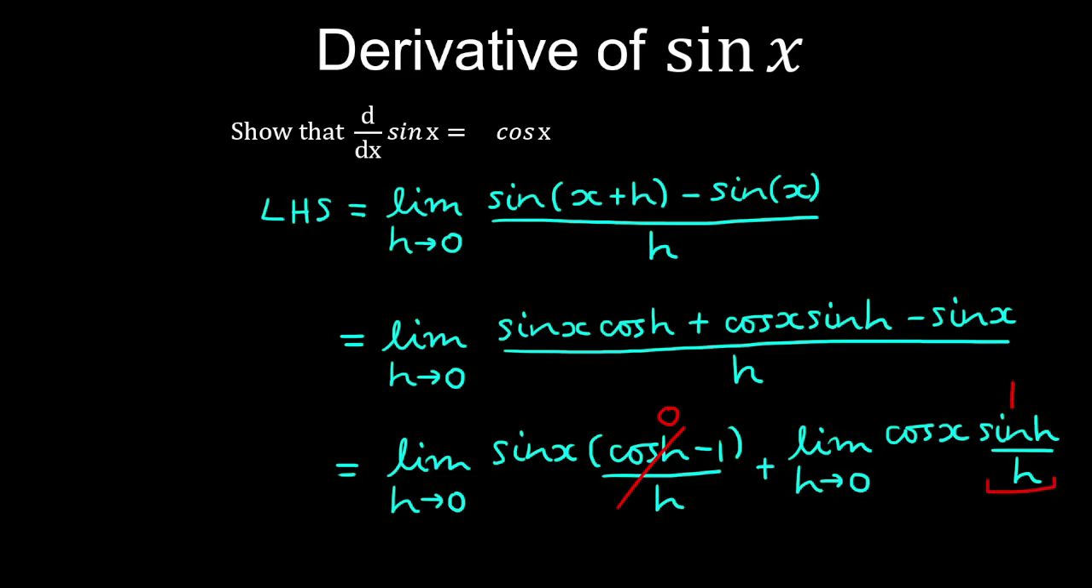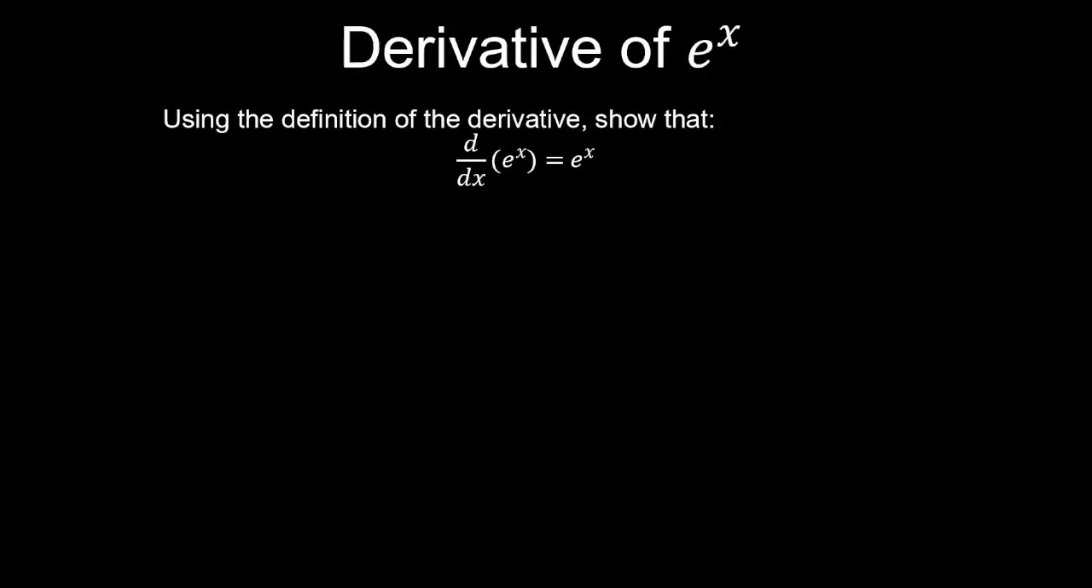So we basically split these into 2 limits using the limit rules. And therefore the derivative of sine x is cosine x. Let's use the definition to prove the derivative of e to the x. So we have the limit as h goes to 0 of e to the x plus h minus e to the x on h.